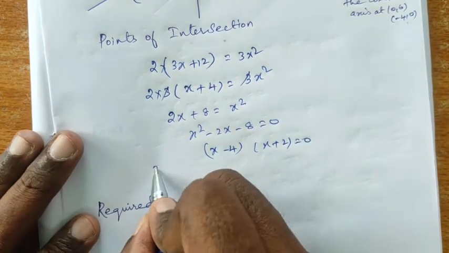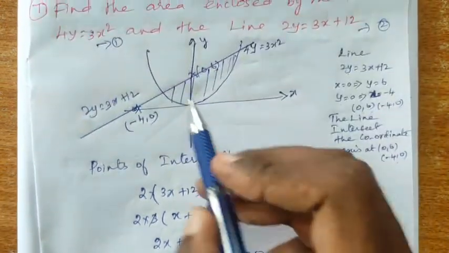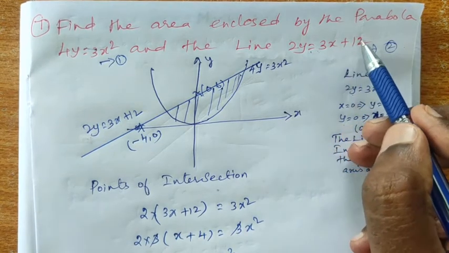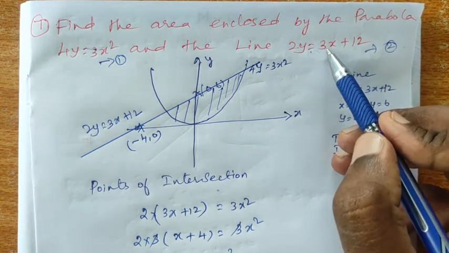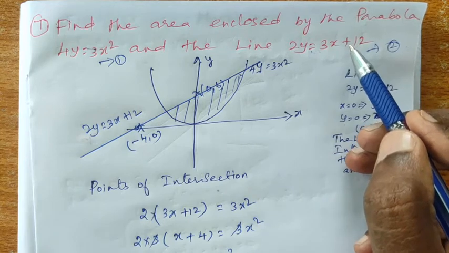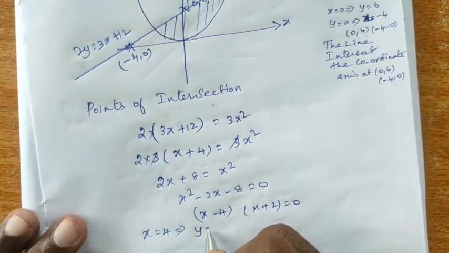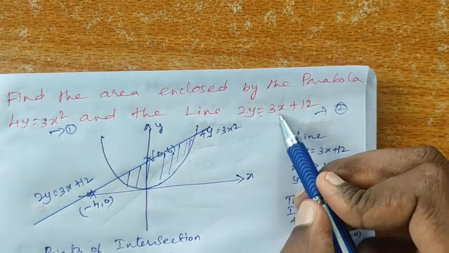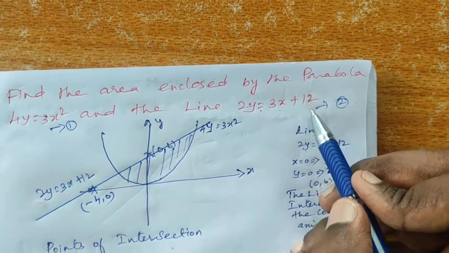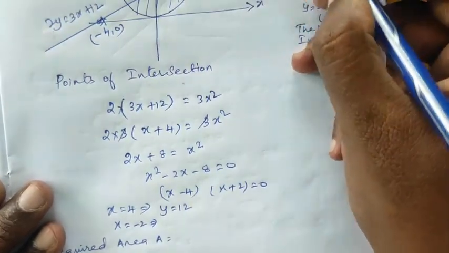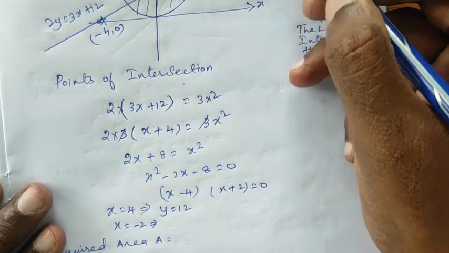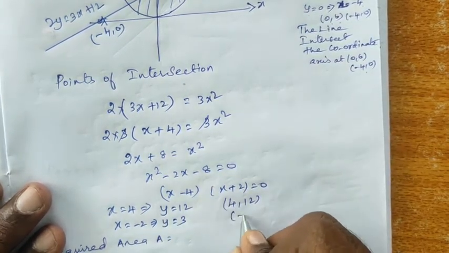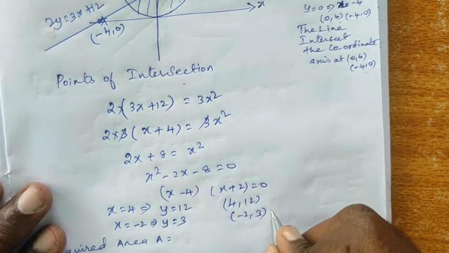Now when x is equal to 4, what is y? Substitute here. So 2y is equal to 3x plus 12. So when x is 4, 2y is equal to 24. So y is equal to 12. When x is equal to minus 2, substitute here. 3 into minus 2 is minus 6, plus 12 is 6. 2y is equal to 6. Therefore y is equal to 3. So 4, 12 and minus 2, 3 are the points of intersection.